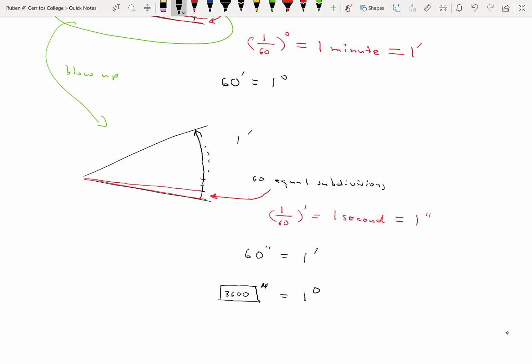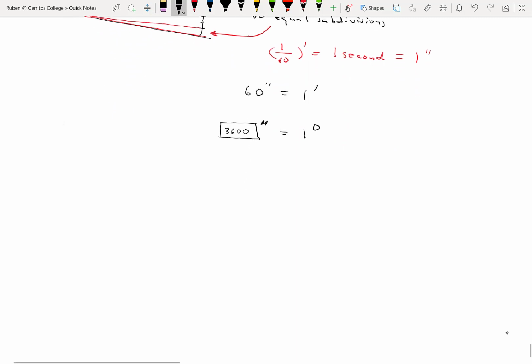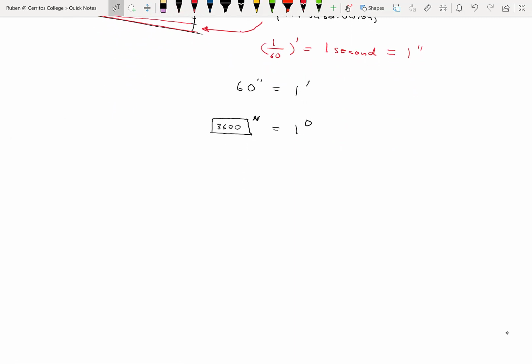Okay, so what I'm doing is creating a way of subdividing the degree into tinier units. And those units are not decimals, they're minutes and seconds. So before we go into the degree, minute, seconds notation, let me give you a feel for what a degree and what a minute and what a second looks like. If you take a penny, 1 cent, and hold it at arm's length, which is let's say 3.5 feet, the angle that's subtended there is about 1 degree.